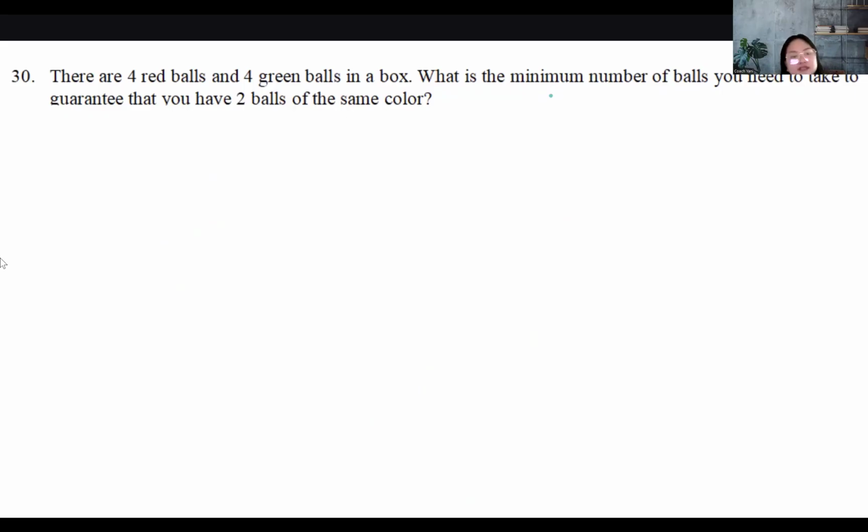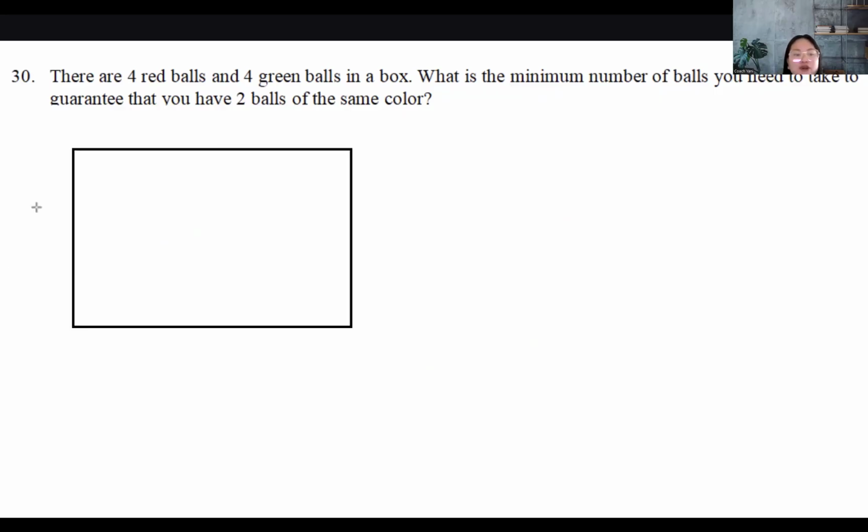Okay, so let's imagine this. You have a box like this. You have 4 red balls. So, 1, 2, 3, 4. Now, you also have 4 green balls. Just imagine they are equally sized.